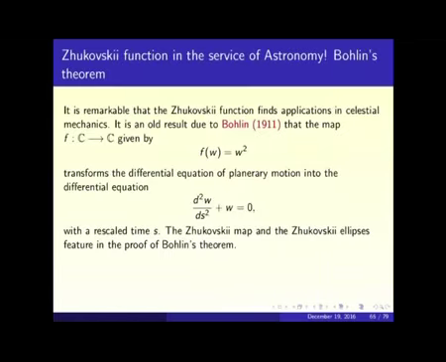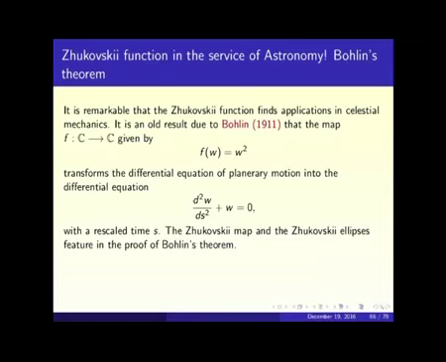Now comes the promised application of the Joukowsky function. The Joukowsky function in the service of astronomy, celestial mechanics. And here we come to a very beautiful theorem called Bohlin's theorem, which goes back to 1911. It is remarkable that the Joukowsky function finds applications in celestial mechanics, and those Joukowsky ellipses and hyperbolas will feature in the proof of Bohlin's theorem.